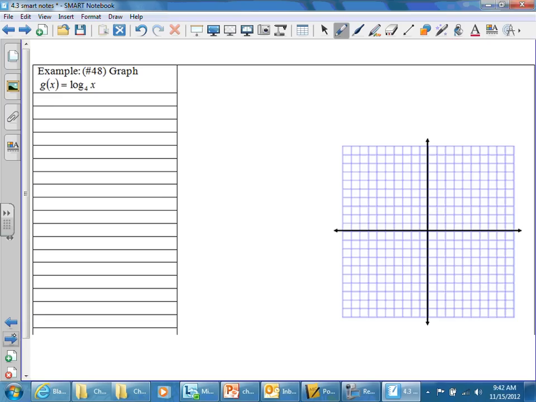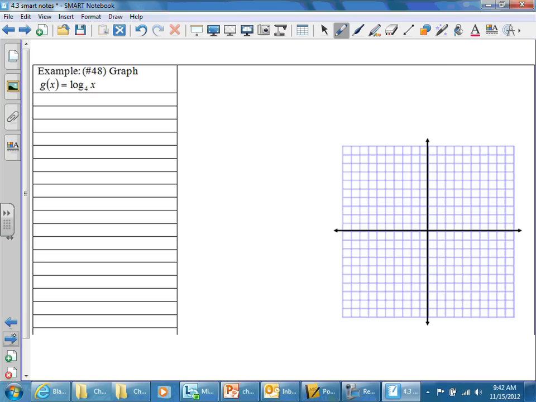Alright, now the fun stuff. We are going to graph logs. Well, if you look in your calculator, you don't have a log base 4. So you can't go to y equals and put log base 4 of x anywhere. So we're going to have to use what we just learned about the inverse functions of an exponential function in order to graph the log function.